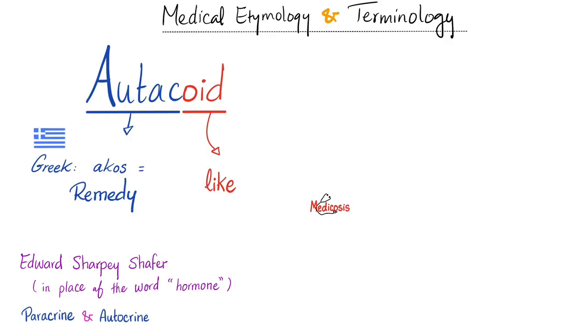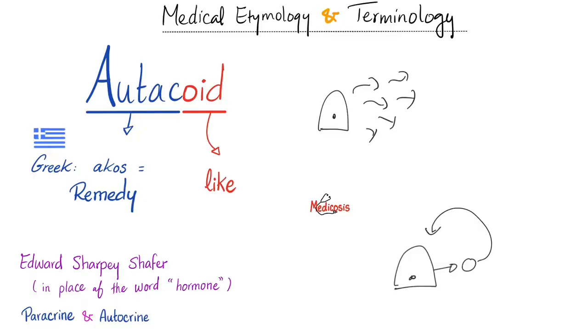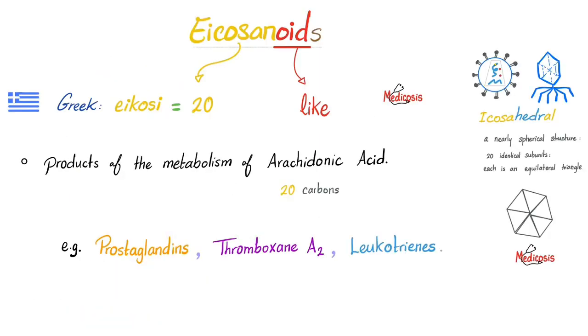So oid means like. How about the oteco part? Well, it's from akos, which means remedy. Oh, like remedy. Otecoids basically deals with paracrine and autocrine stuff. Paracrine is when the cell secretes something to influence the surrounding. Okay, what is autocrine? Autocrine is when the cell secretes something to act on the same cell, because the word autos means self, as in automatic or autonomy. So that was otecoids.